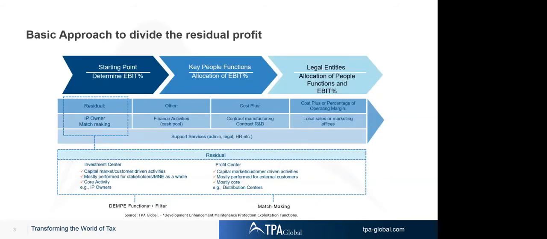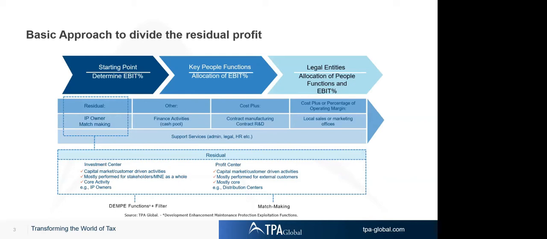We look at what I would call a Michael Porter's modified version. So we take EBIT as a starting point, so our operating profit, and we can allocate EBIT based on people. That seems to be a suggestion made by BEPS, or based on legal entities. But in essence, we're doing a carve-out exercise. So on local sales or marketing offices, we give either a cost plus or a percentage of revenue.